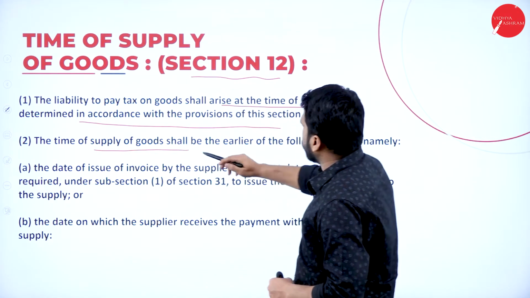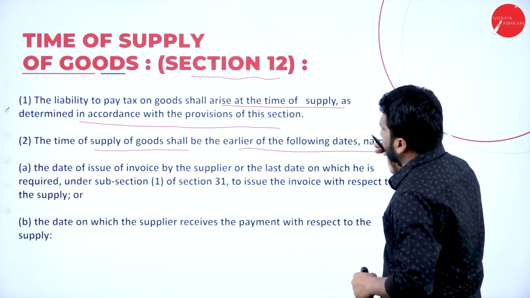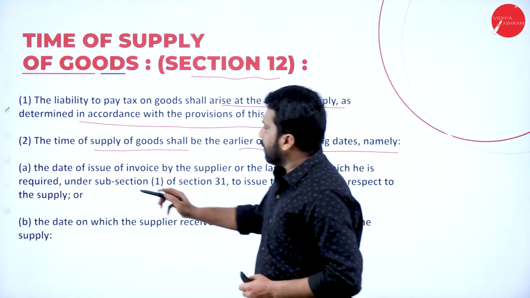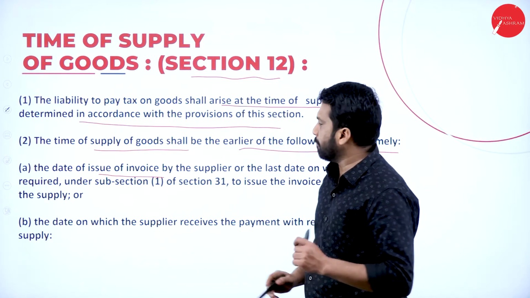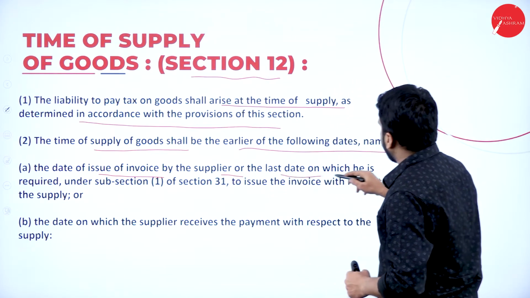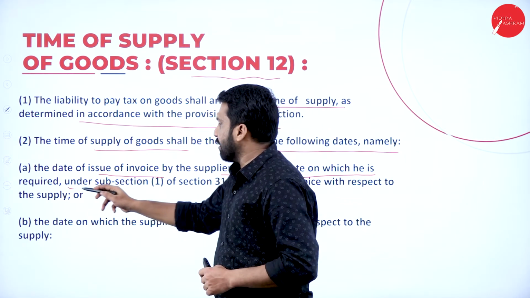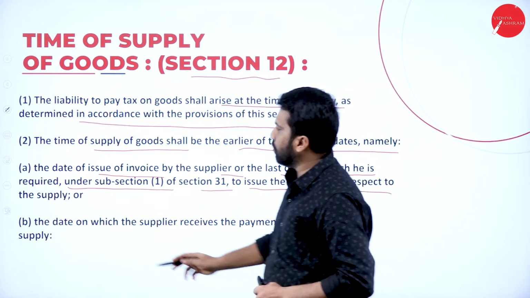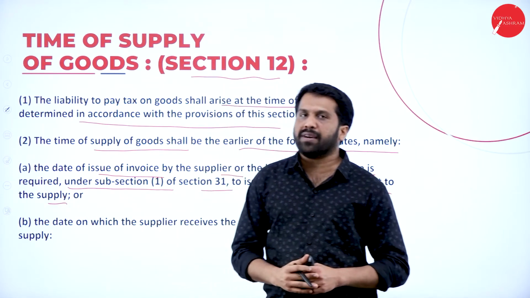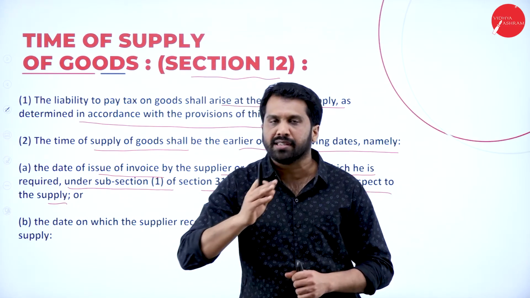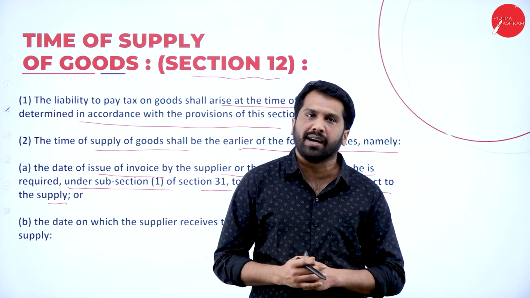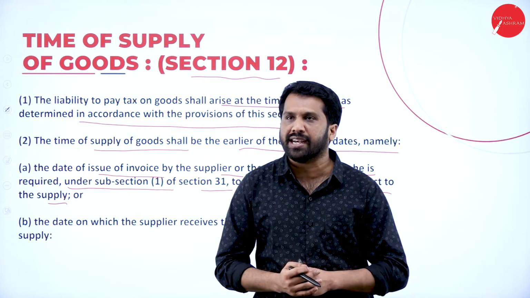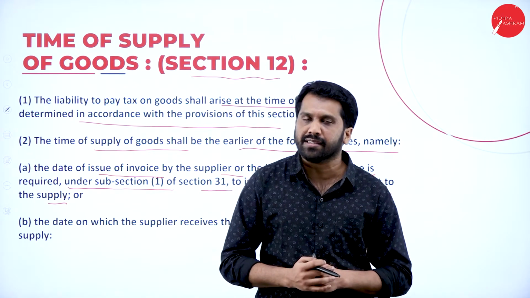The time of supply of goods shall be the earlier of the following dates. When we consider time of supply, it is the earlier of these two: the date of issue of invoice by the supplier, or the last day on which he is required under subsection 1 of section 31 to issue the invoice with respect to the supply. Normally, the date you raise the invoice will be considered as time of supply. Or if the invoice is not made and there is an agreement that you are supposed to send it within 1 month, the end of your 1 month will be considered as time of supply.